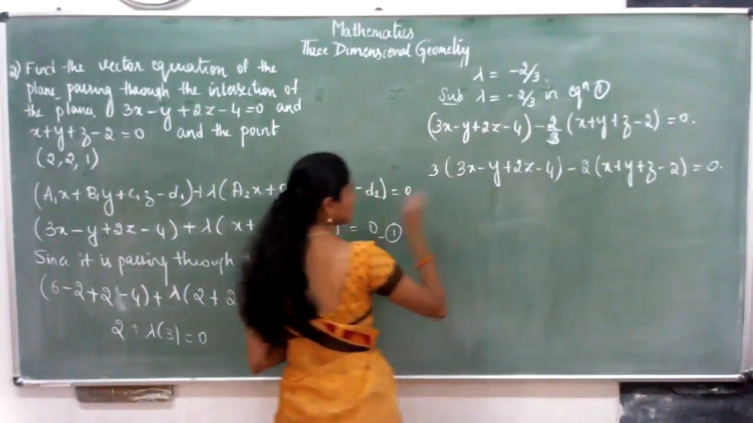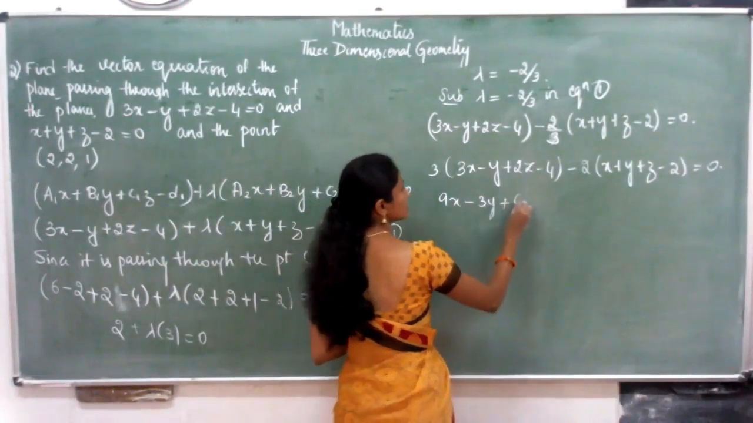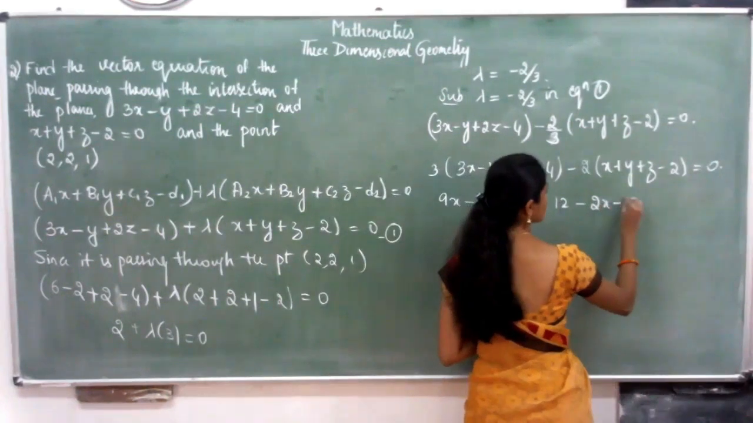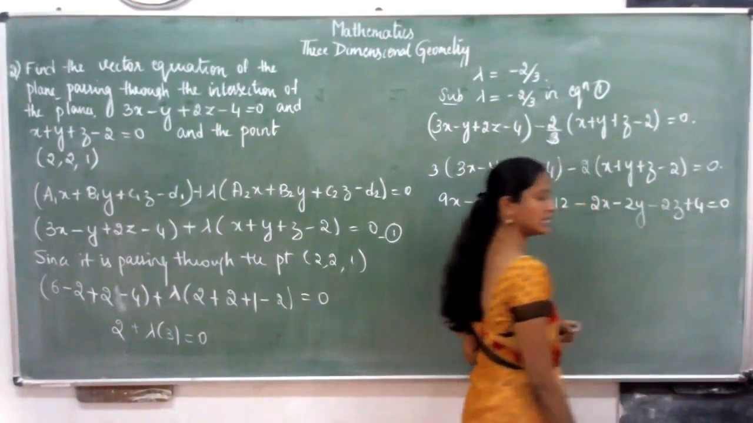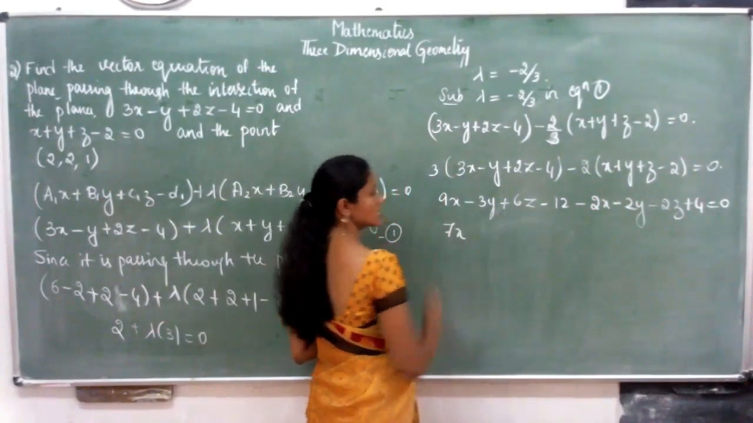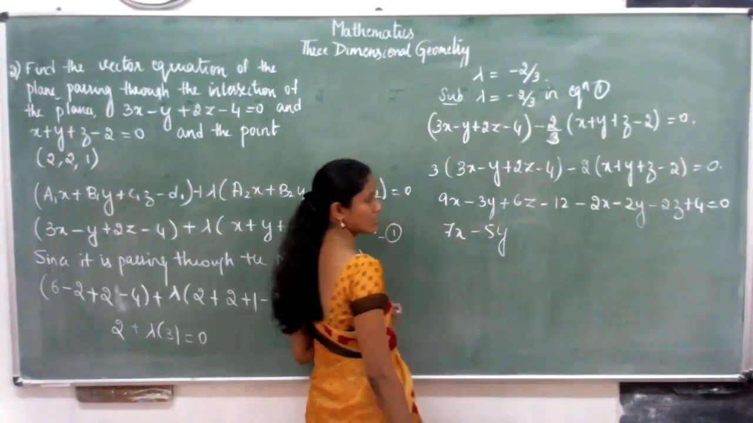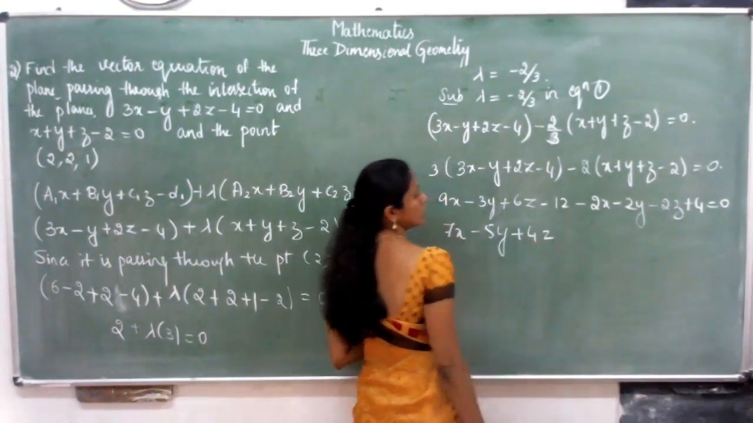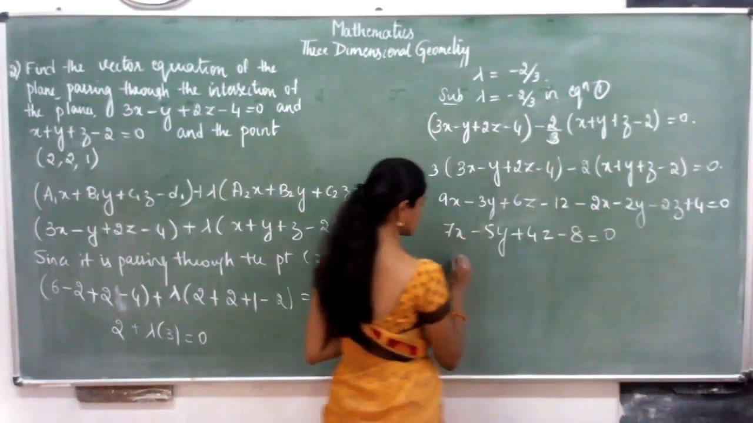So now multiplying 3 inside, we get 9x minus 3y plus 6z minus 12, then minus 2x minus 2y minus 2z plus 4 is equal to 0. Simplifying: 9x minus 2x is 7x, minus 3y minus 2y is minus 5y, plus 6z minus 2z is plus 4z, then minus 12 plus 4 is minus 8, is equal to 0.